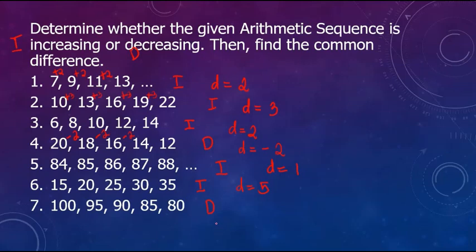And if the given arithmetic sequence is decreasing, so the common difference is negative or you add a negative number. So 100 followed by 95, so you subtract 5. 95 minus 5, you get 90. 90 minus 5, you get 85. And 85 minus 5, that is 80. Okay, so therefore, the common difference is negative 5.